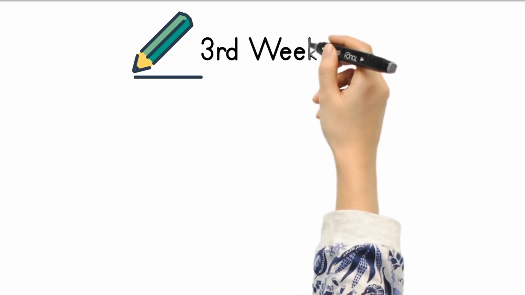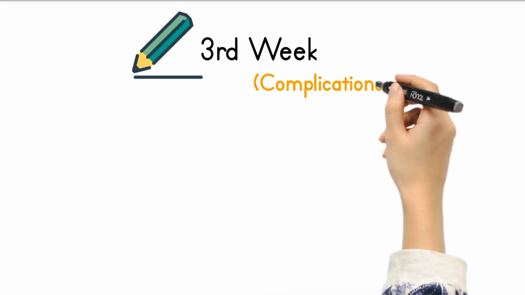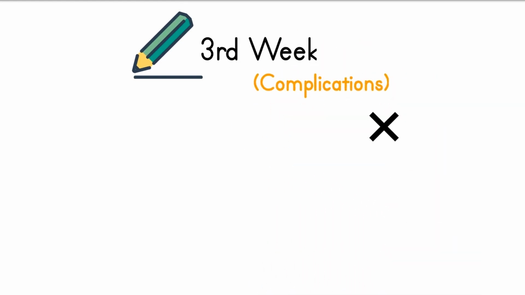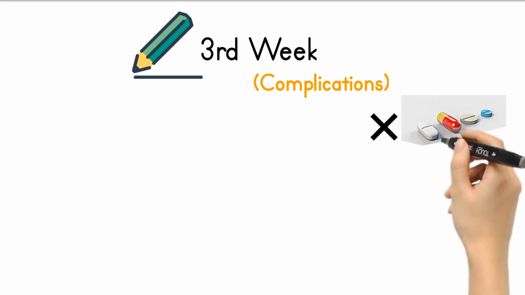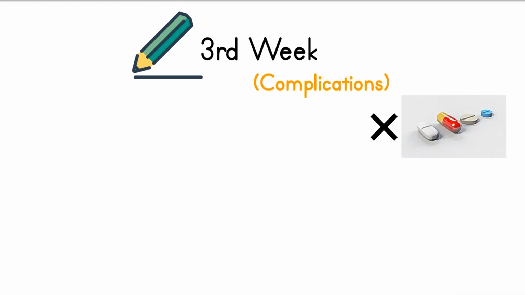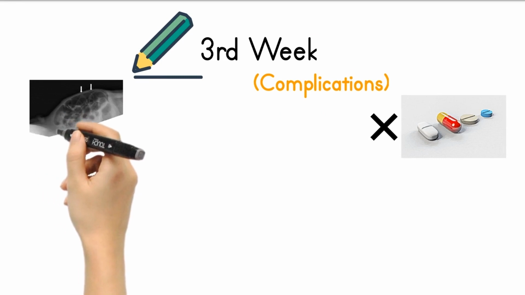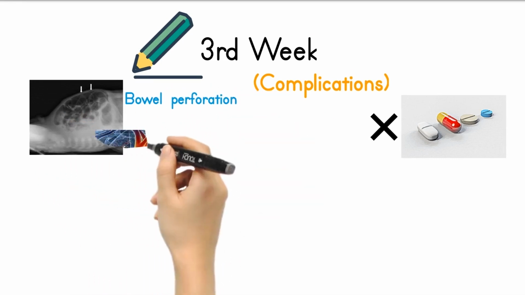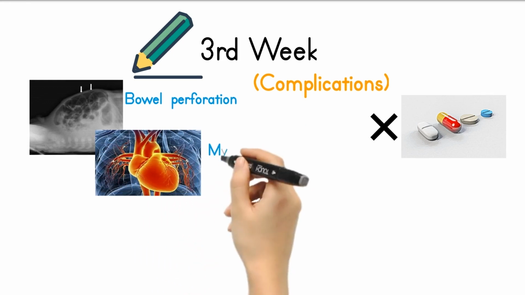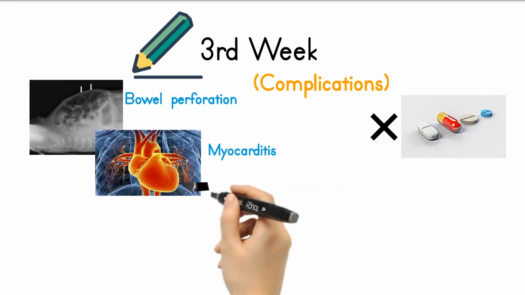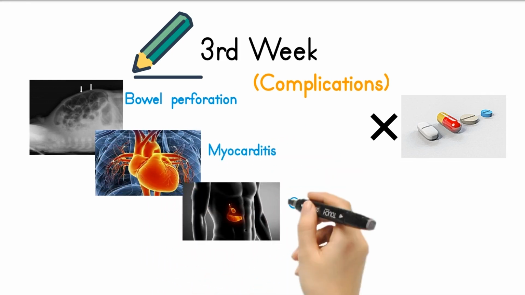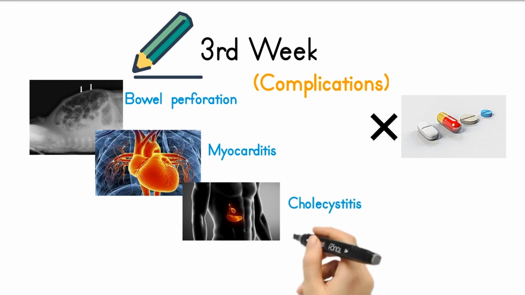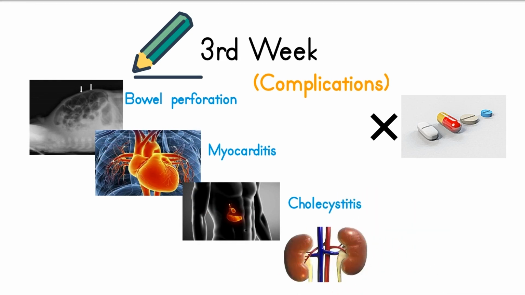The third week is when the complications start to show up. The complications caused by typhoid fever usually only happen in people who haven't been treated with appropriate antibiotics or who weren't treated straight away. The complications include bowel perforation, hemorrhage, inflammation of the heart muscle leading to myocarditis, inflammation of the gallbladder called cholecystitis, and inflammation of the kidneys leading to nephritis, along with bladder infections.